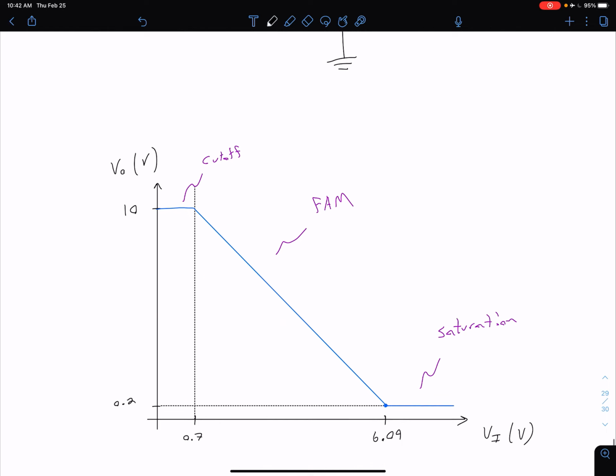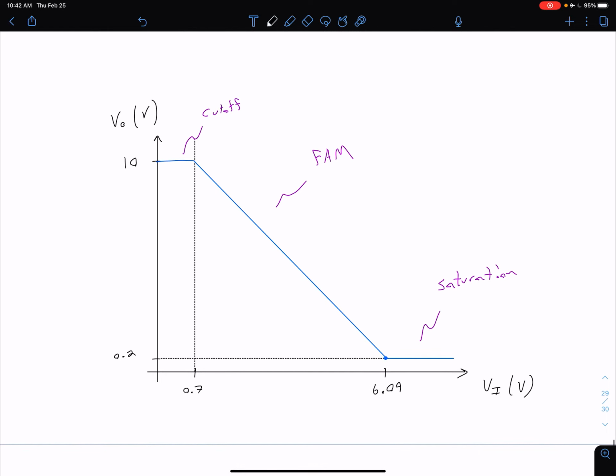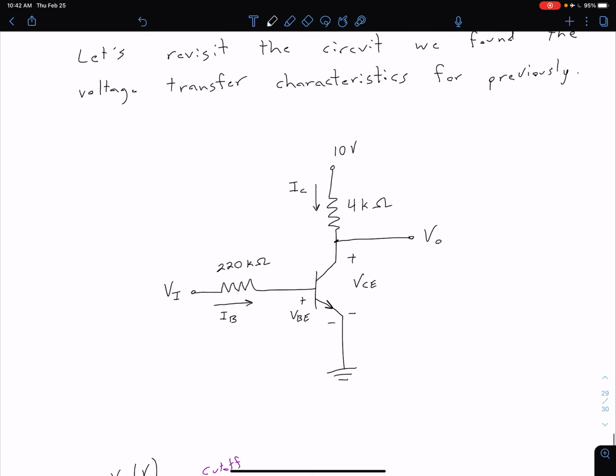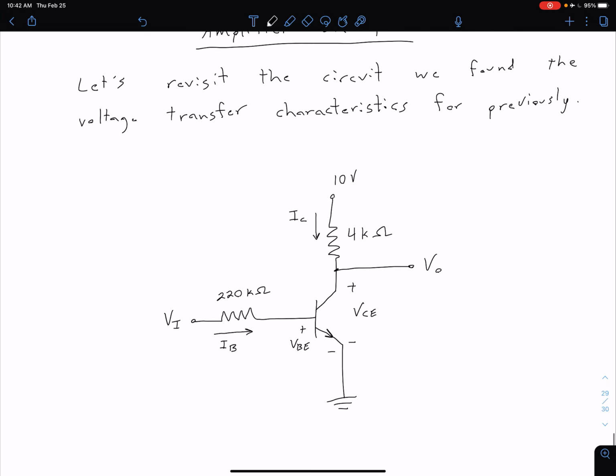And we had found our voltage transfer characteristics. This related our output voltage to our input voltage, and we also labeled our three different modes of operation. Now that we want to use this BJT as an amplifier though, we're going to make a slight adjustment to our circuit. We're going to take off this constant input voltage and add some small signal AC voltage in series.